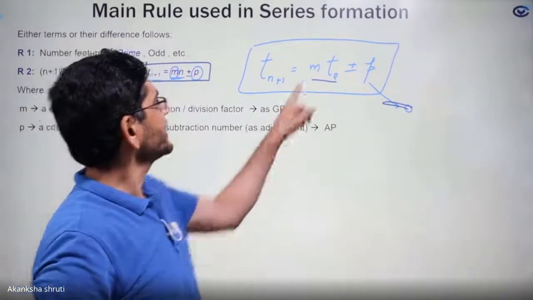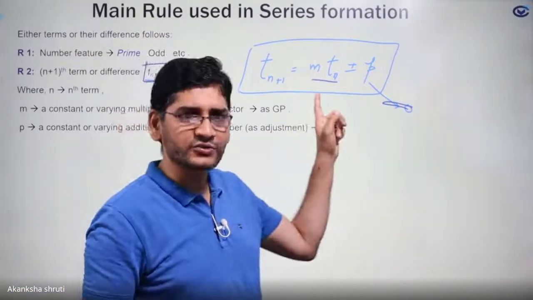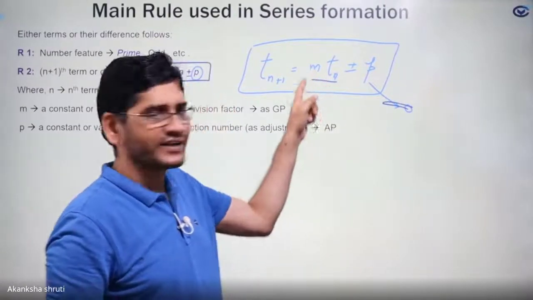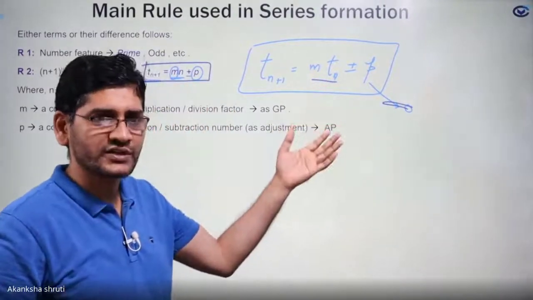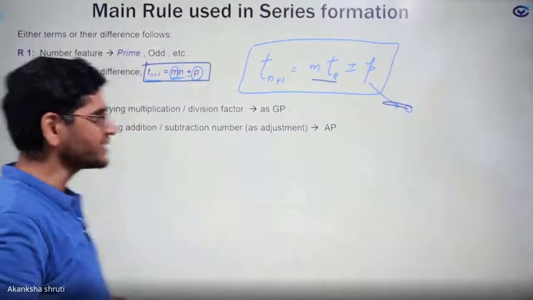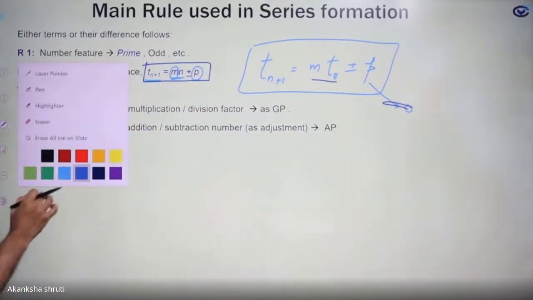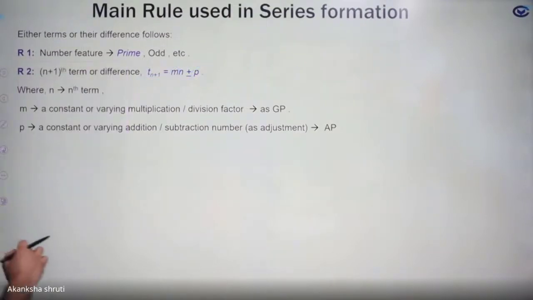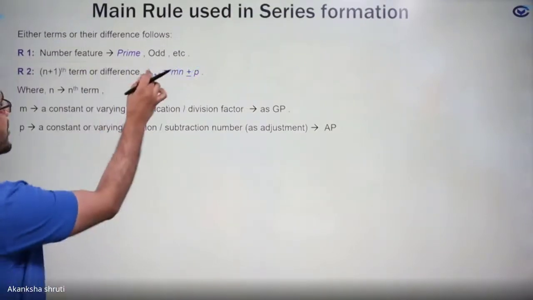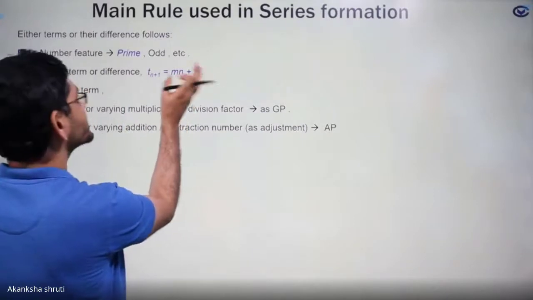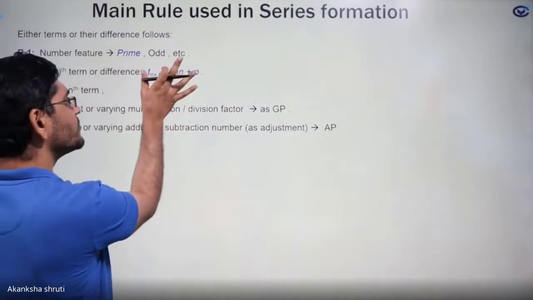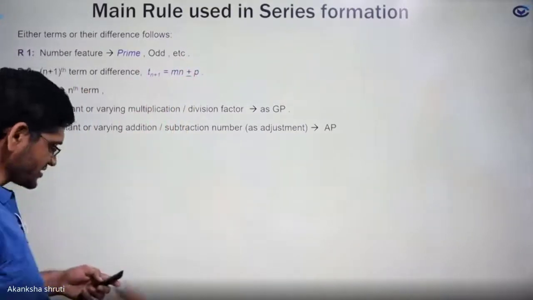Students, if this m was constant, it was falling in the 3rd category. If m is increasing, it is falling in the 4th category. The same thing we explained earlier is concluded and written mathematically here, students. So the terms, or their differences, must follow mostly these rules only. Based on this, the series are framed.